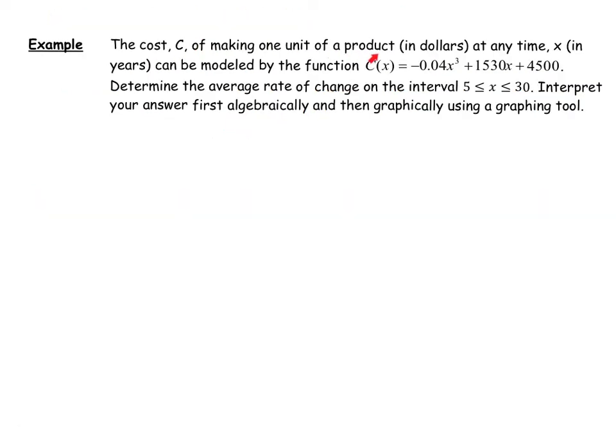Okay, so we have the cost of making 1 unit of product at any time in years, modeled by this function. We're going to look at the average rate of change on the interval, hopefully this makes sense to you, between 5 and 30. And then we're going to look at a graphical interpretation as well. Okay, so very important to understand the setup, right? So the average rate of change, we're going to look at y2, which in this case is C at 30, minus C at 5, over 30 minus 5, x2 minus x1.